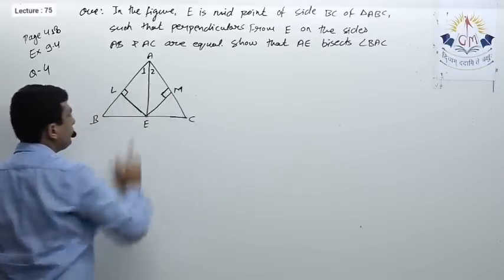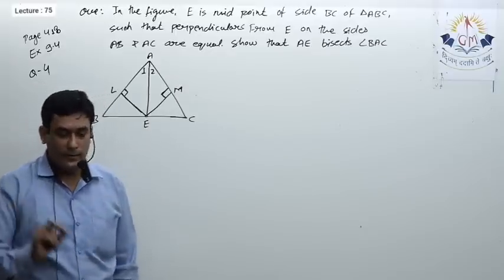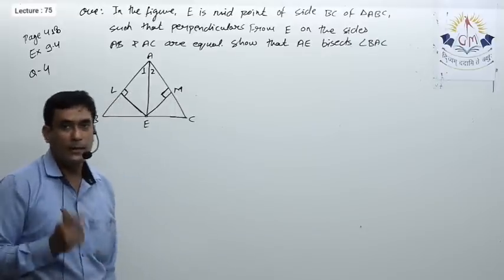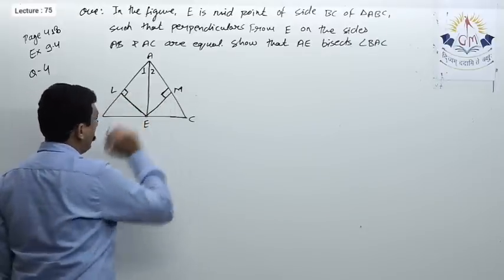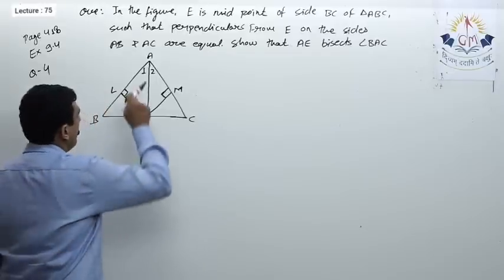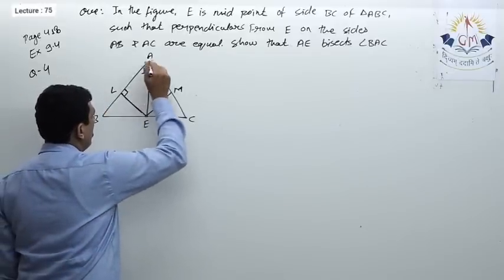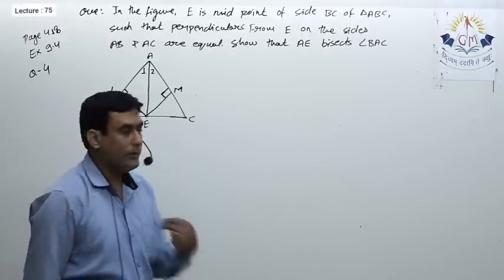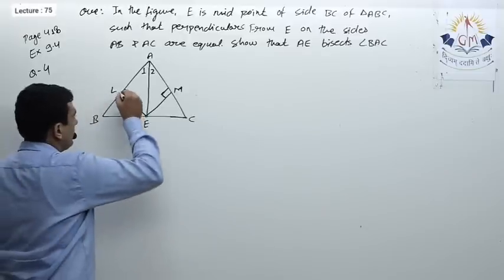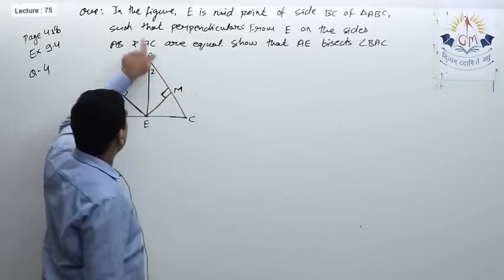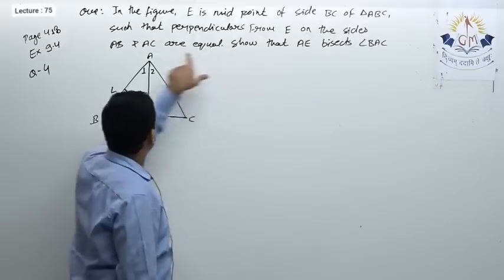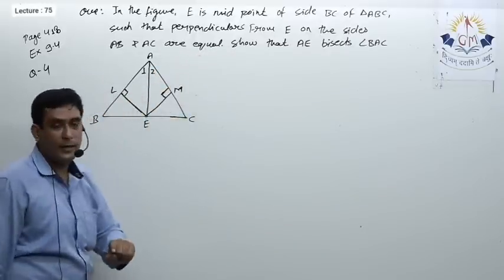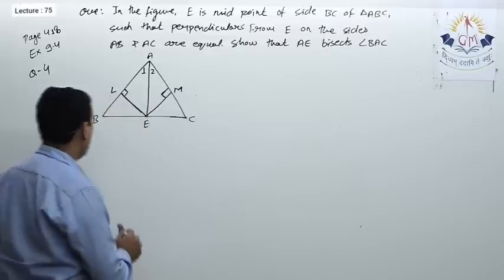We have to prove these two triangles congruent. As one angle is 90 degrees, the first criterion that should come to mind is right angle hypotenuse side. So they have a right angle. For both the triangles, the hypotenuse is AE, which is common, so right angle is equal, hypotenuse is equal. Now what about the side? It is given EL equal to EM, because the perpendiculars from E on sides AB and AC are equal. So by RHS the triangles are congruent, so angle 1 equals angle 2.